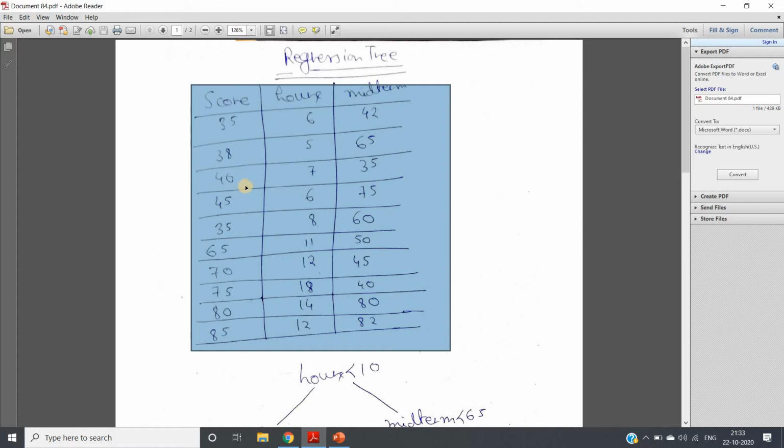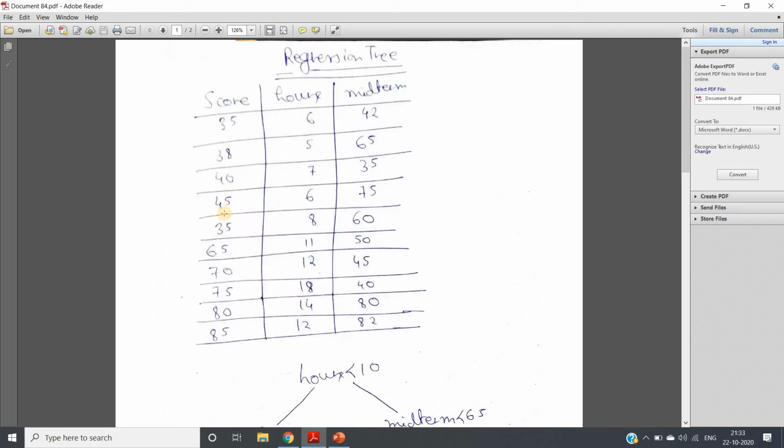Suppose we are having three columns. First one is basically our output, which we have to predict. Okay, and this is nothing but student's final exam score. This second column is hours, that is total number of hours the student has studied. Okay, and the last column is basically midterm score.